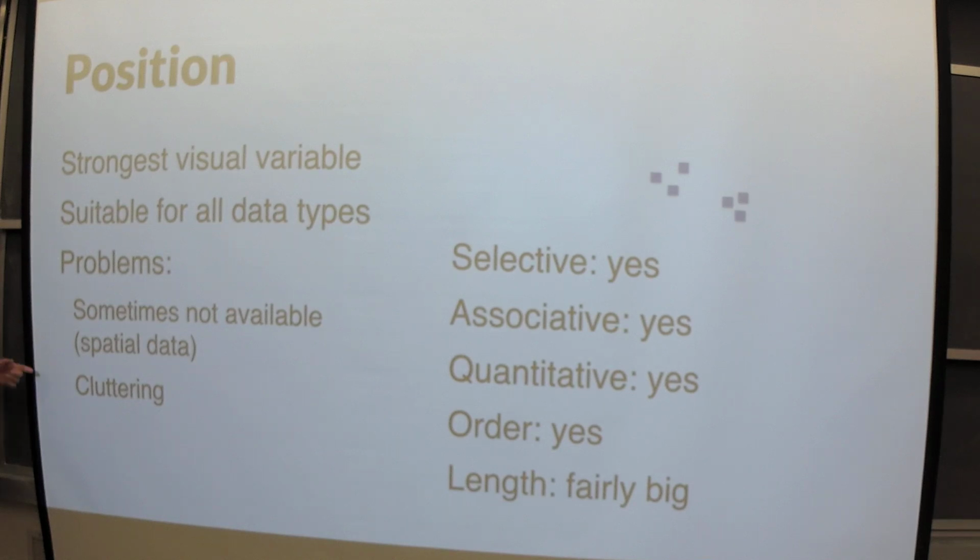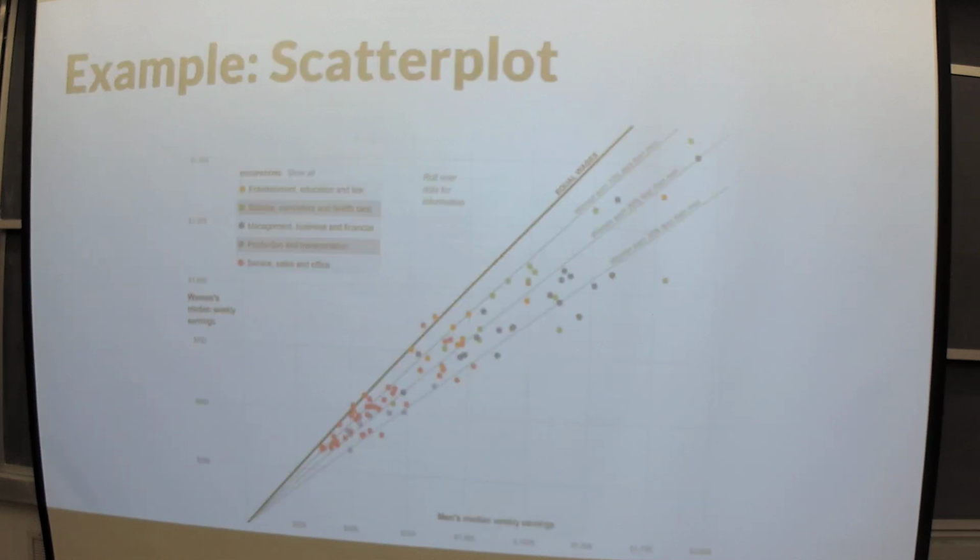One other problem of position is that if you have a lot of items that have similar attributes, then it leads to cluttering. So let's suppose in a scatterplot, I have a very dense region, and I have a lot of points on top of each other, so they might not be distinguishable. So it is selective, it is associative, it's quantitative, it is ordered, and we have a fairly big vocabulary. We can notice differences in position pretty well. And so all of these yeses are a reason why position is good.